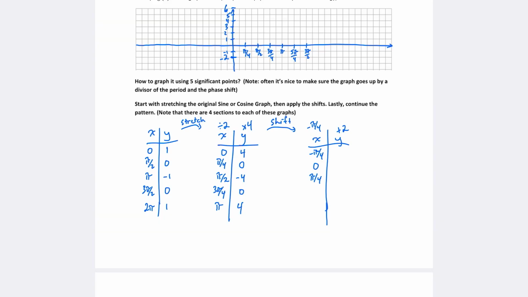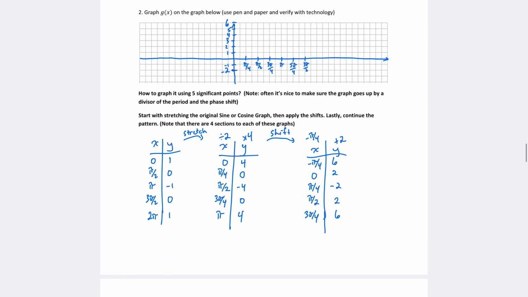Then we have 3 pi over 4 minus pi over 4. That would give you pi over 2. And you might find it useful to look at a unit circle as you're doing that, trying to think through, because we're subtracting 45 degrees here, right? And pi subtract pi over 4 is 3 pi over 4. Now we add 2 to each of our y values. So we got 6, 2, -2, 2, and 6.